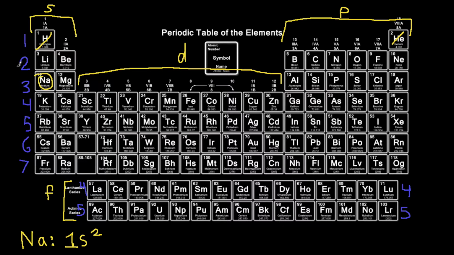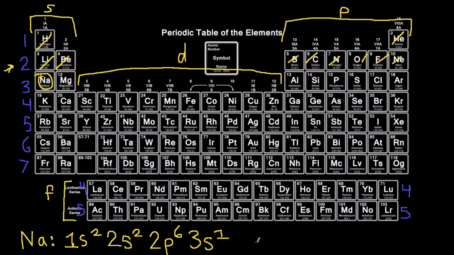And then we move on to our second row right here. So that's going to be 2s2. And then we're going to cross all of these off. 2p1, 2, 3, 4, 5, 6. That's 2p6. Until we get to sodium, which is in the third row, and it's under the S, so it's going to be 3s1. So that's the full electron configuration for sodium.